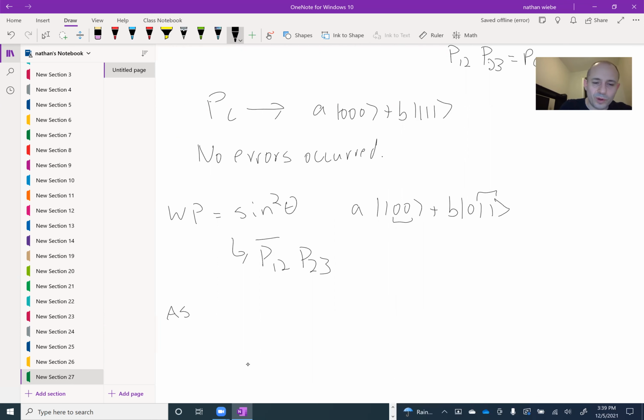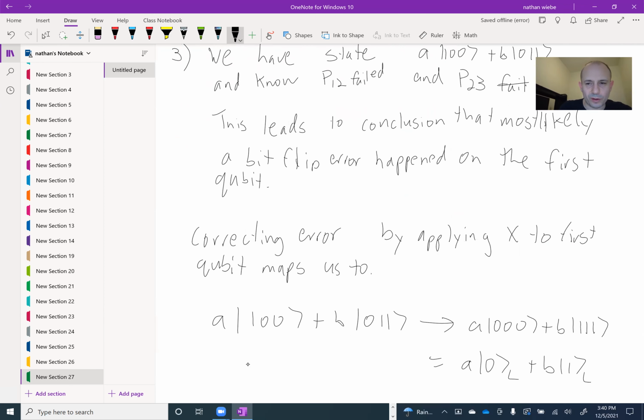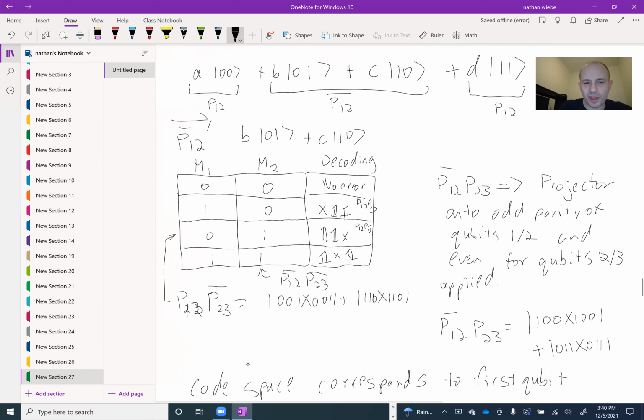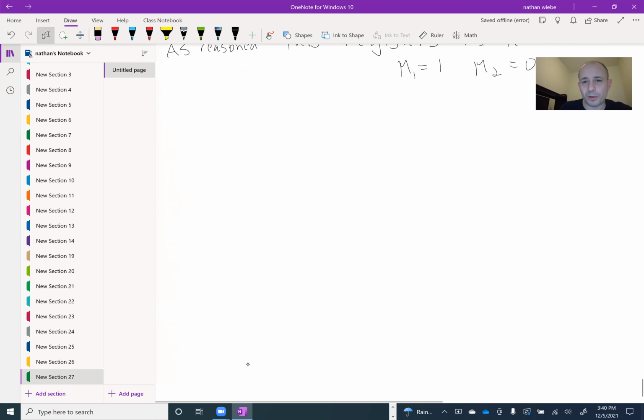Now, as reasoned, this registers as an X error. Because what we end up seeing is, okay, well, M1 equals 1 and M2 equals 0. And as established, if we go back to our decoding table that we had to work out, we end up seeing that that corresponds to an X error in the first qubit, unsurprisingly, because it's just what we talked about previously.